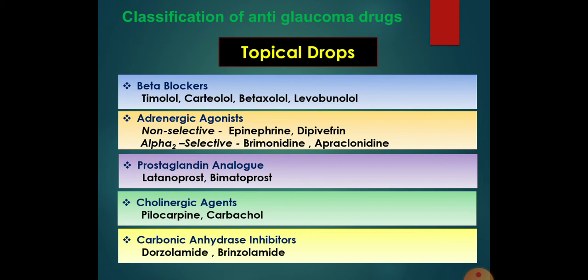The miotics are the cholinergic agents. Pilocarpine, physostigmine, carbachol, these are the common examples of miotics. Previously, in the 70s and 1980s, topical pilocarpine alone or in combination with anticholinesterases like physostigmine were the standard anti-glaucoma drugs, but they are now being replaced by beta blockers and prostaglandin analogs like latanoprost.